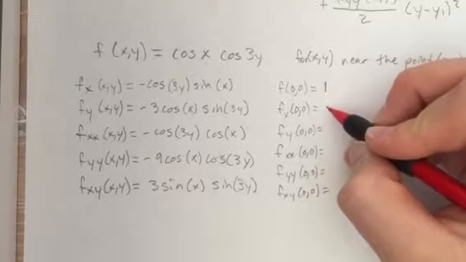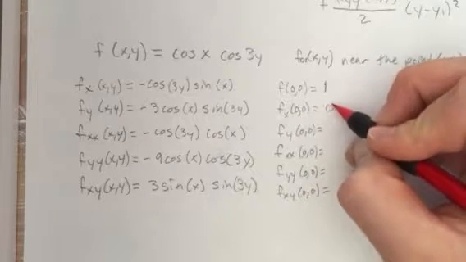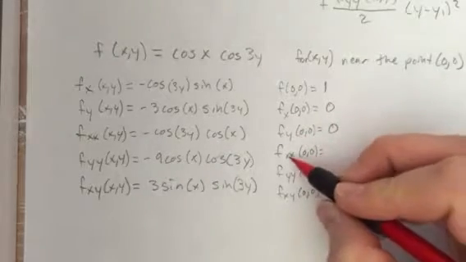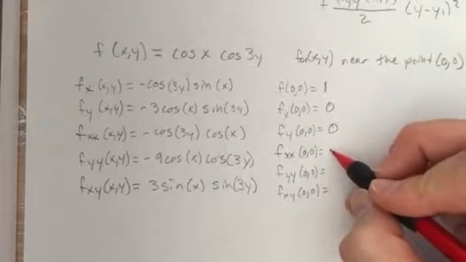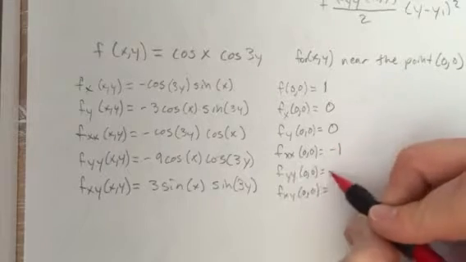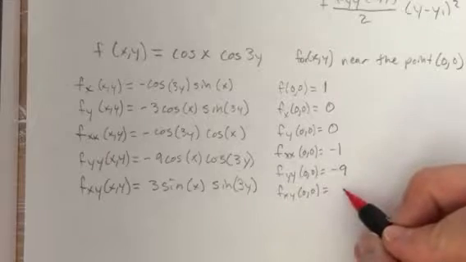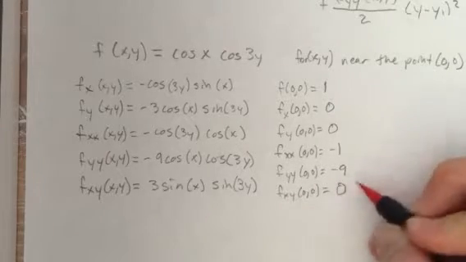For the partial derivative with respect to x, you will get 0. For f_y, you'll get 0. For f_xx, you get negative 1. For f_yy, you will get negative 9. And then for f_xy, you will get 0.